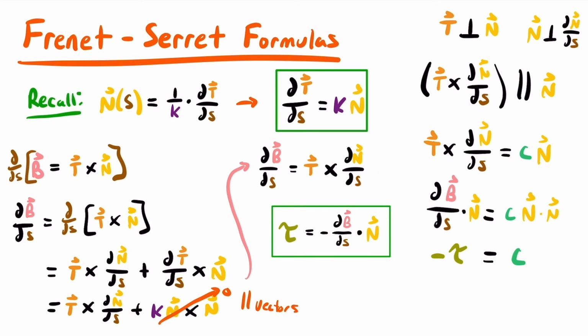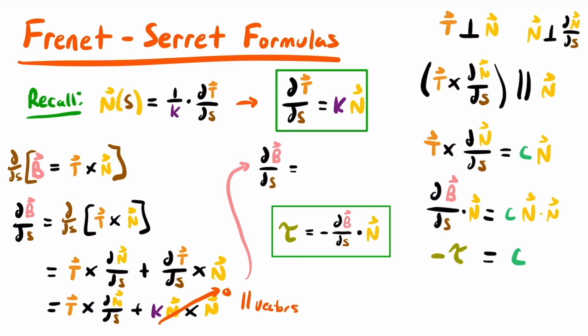I hope that makes sense. We have the derivative of B with respect to s, dot product with N. The only difference is that it's positive, not negative, so that means it would be equal to negative tau, the negative torsion. All right, and here's why that's important. Going back to this step, T cross dN/ds, we know that's equal to dB/ds, but it's equal to that constant times the unit normal vector. So really it would just be equal to negative tau, the negative torsion, times the unit normal vector.